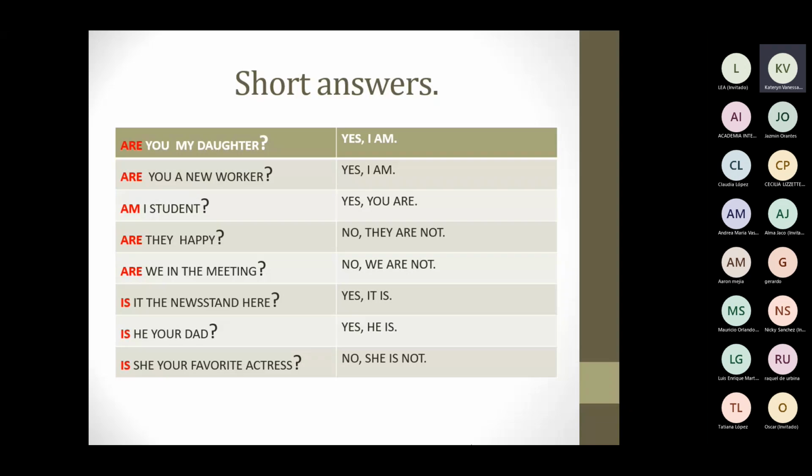Are we in the meeting? Yes, we are. Okay. Is it the newsstand here? Yes, it is. Is he your dad? No, he's not. Is she your favorite actress? No, she's not. Okay, excellent.